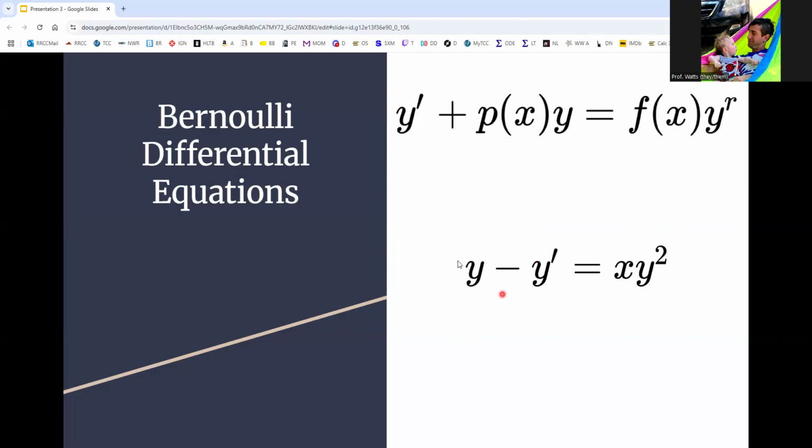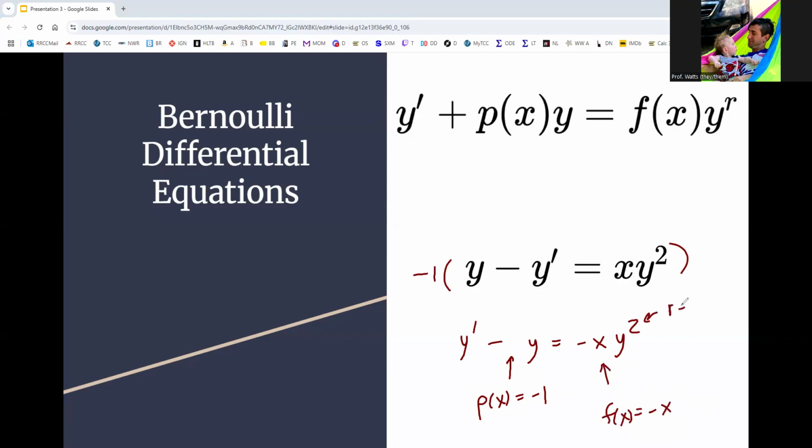Oh, and I think I misspoke here. I didn't see that these were switched. So to put it in the standard form, we'd actually need to multiply by -1. So p of x is still -1. Okay, so I was right about that, but I was identifying in a weird way. But f of x is -x, and then r is equal to 2.